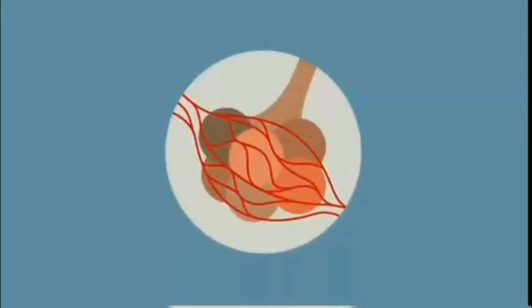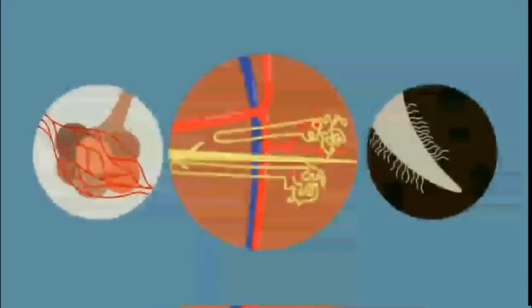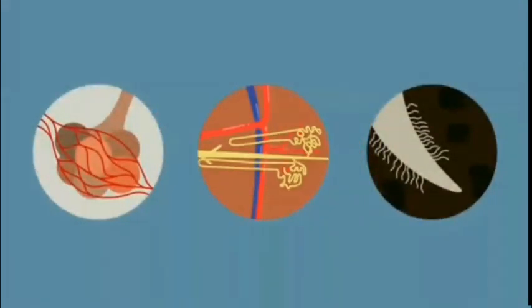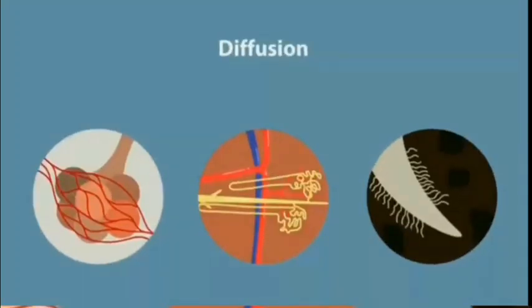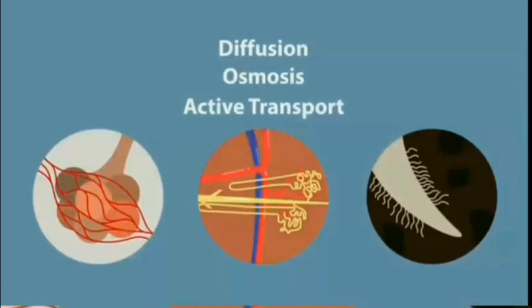Exchange of materials, like in alveoli in lungs, root hairs in plants, nephrons in kidneys, depends upon what is being exchanged and which direction along the concentration gradient things are traveling. This determines the transport method. Let's start with diffusion.